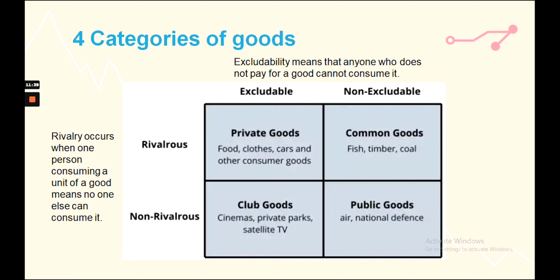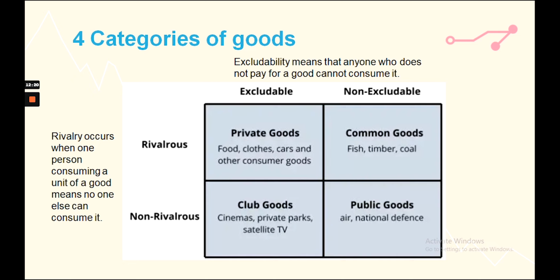The third category is club goods. These are excludable but non-rival. For example, cinemas, private parks, satellite TV, and subscriptions to Netflix or Amazon Prime. If you pay for that particular product, only then will you be able to consume it. But when one consumer has taken the benefit of a Netflix subscription, another person can also take the benefit and consume the good. That is why it is said to be excludable but non-rival.